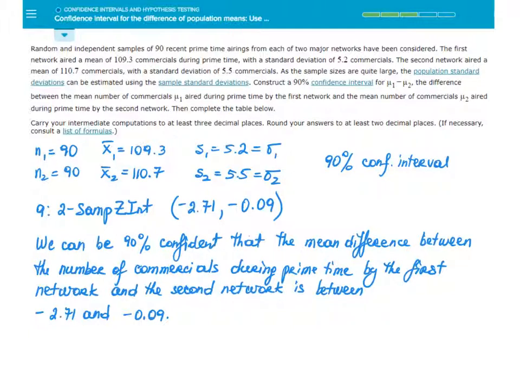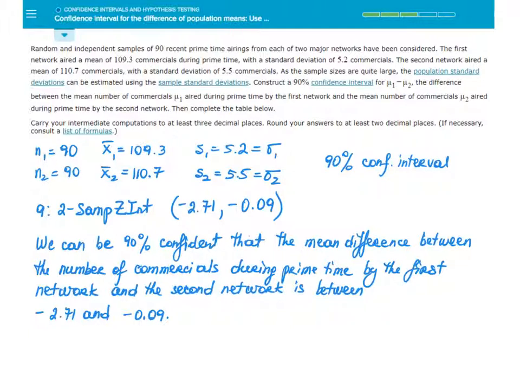I did not include the table. I'm going to just write out what we will find as our interval. But when you do this assignment on ALEKS, there will be a table for you to provide the lower bound and upper bound of the interval.